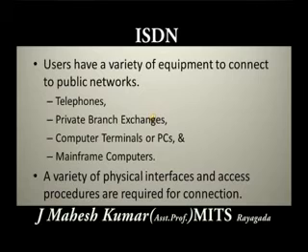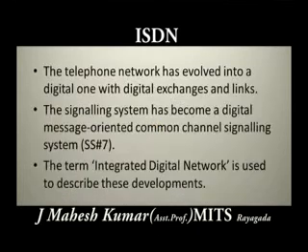The user has a variety of equipment to connect to public networks, such as telephones, private branch exchanges, computer terminals or PCs, and mainframe computers. A variety of physical interfaces and access procedures are required for connections. The telephone network has evolved into a digital one with digital exchanges and links. The signaling system has become a digital message-oriented common channel signaling system, called CCS, and SS7 is used for ISDN. The term integrated digital network is used to describe these developments.